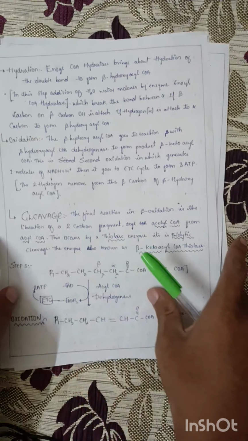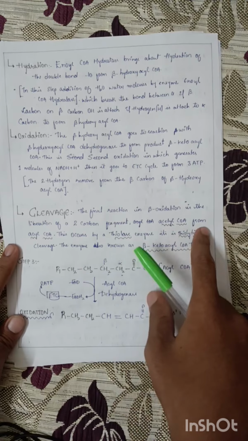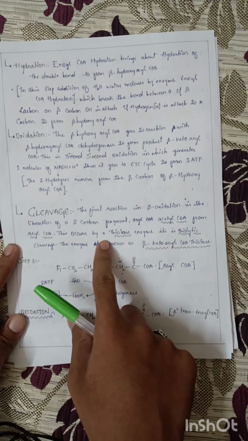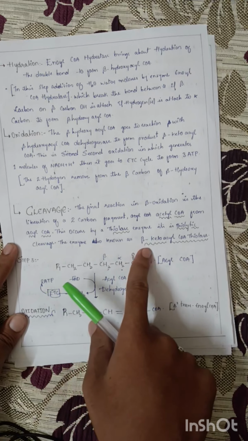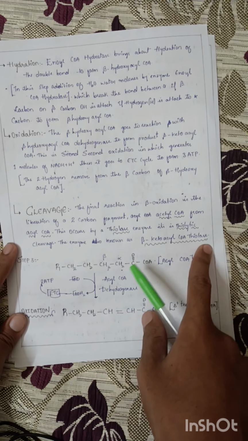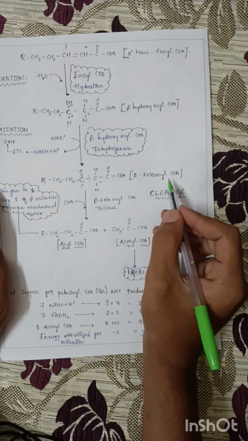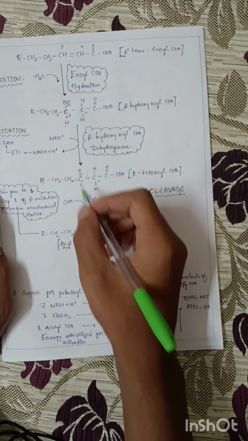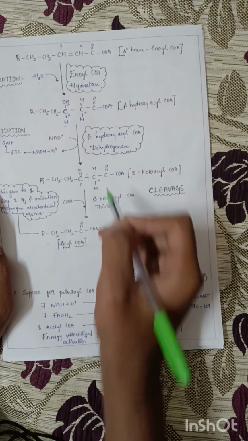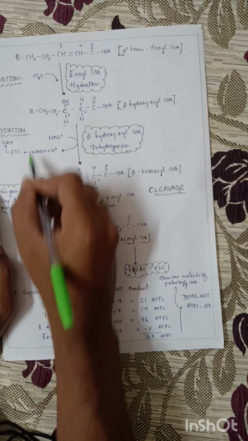The final reaction in beta oxidation is the liberation of the two-carbon fragment acetyl-CoA from acyl-CoA. This occurs by the thiolase enzyme. It is a thiolytic cleavage. The enzyme is also known as beta ketoacyl-CoA thiolase. Here, beta ketoacyl-CoA, with the help of beta ketoacyl-CoA thiolase enzyme, undergoes cleavage with formation of acyl-CoA and acetyl-CoA.